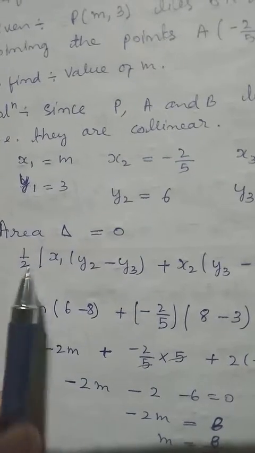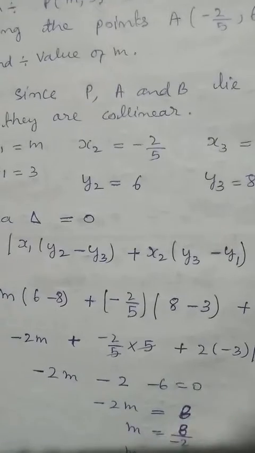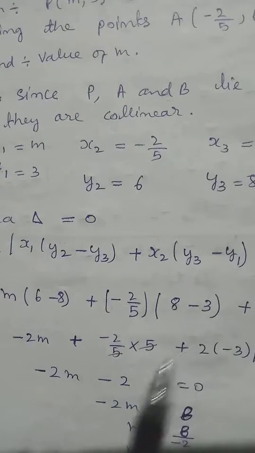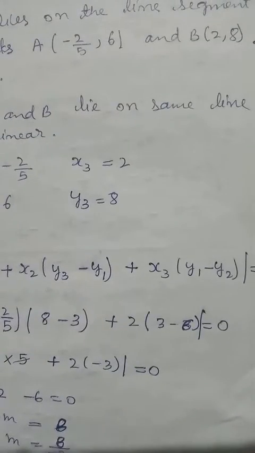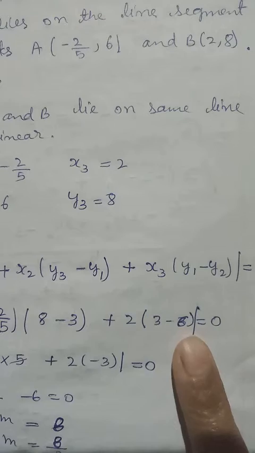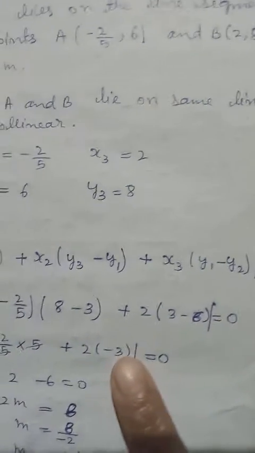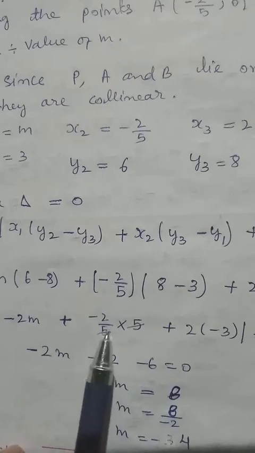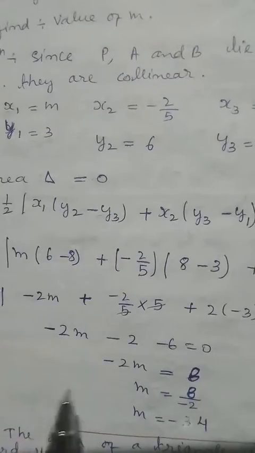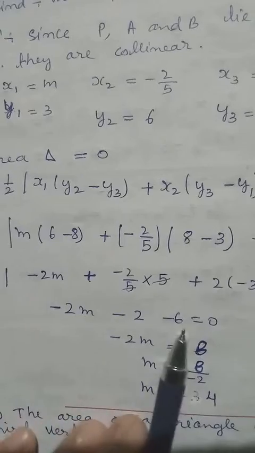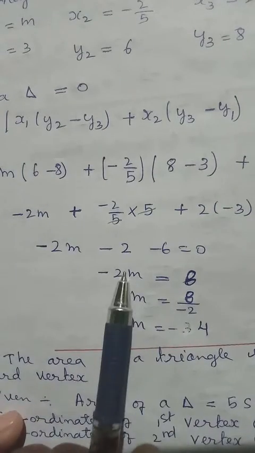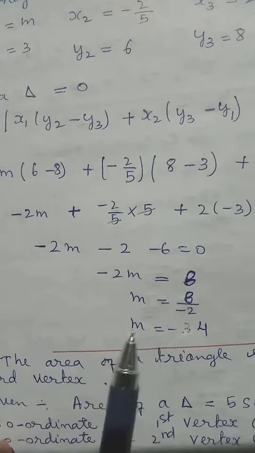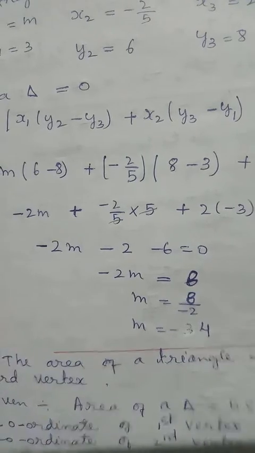This 2, as usual, because the area is 0, we can transfer to the other side. Here both numbers we can subtract. 8 minus 3 we get 5. Then 3 minus 6, 6 is greater, both numbers we can subtract, we get minus 3. So here 5 up, 5 down, we can cancel. So we get minus 2M minus 2 minus 6. This 2 has no M, we can transfer to the other side. Both are minus, we can add, we get 8. So M will be 8 divided by minus 2. So that means the value of M is minus 4.